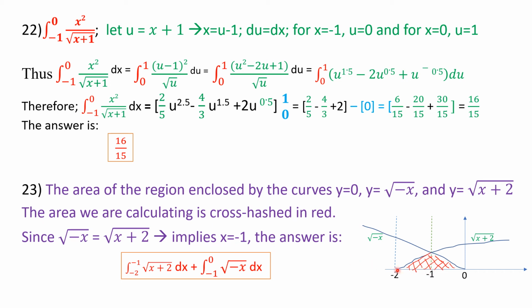The second half, which is on the right-hand side, is controlled by the function y equal to square root of negative x and y equal to 0, and the dotted line at x equal to negative 1. And that's why we have to add integration from negative 1 to 0 of the square root of negative x dx. So this integration will give us the cross-hatched area. And that's it for this question. We can move on to the next question.